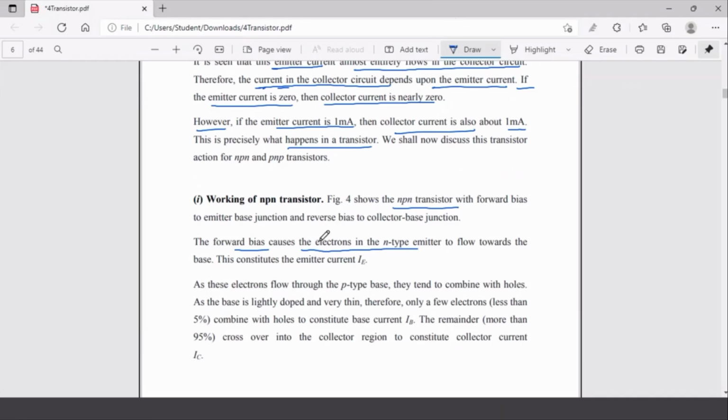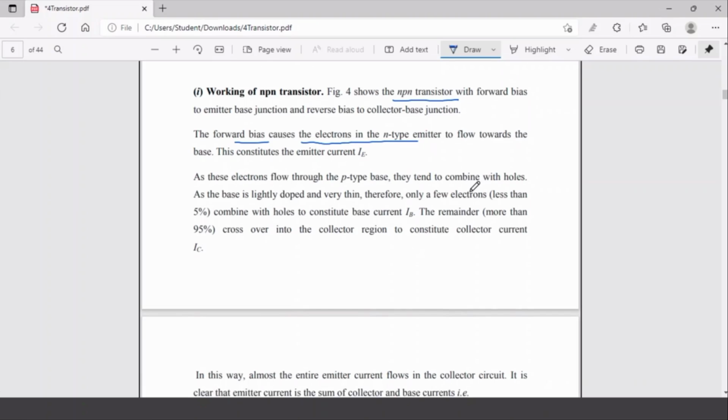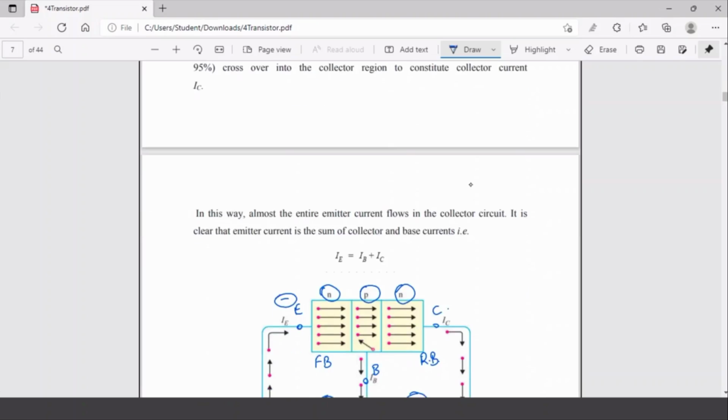Yes, sir. Okay. So whenever this region, the emitter base junction, is forward bias, what will happen? N type emitter will be releasing the electrons towards the base, and this will be constituting the current which is known as the emitter current IE, right? This will lead to the flow of current IE here. Because negative is connected here, electrons will be repelled towards the region here.